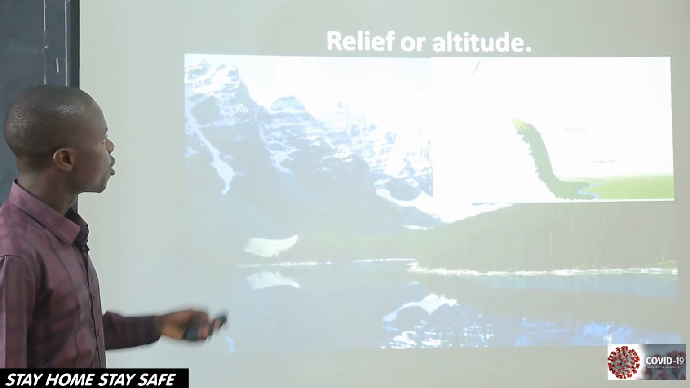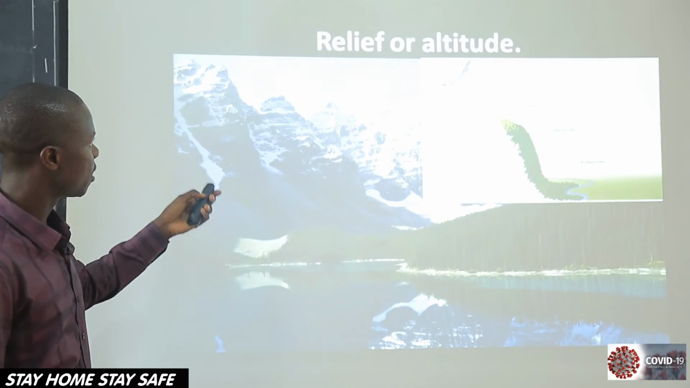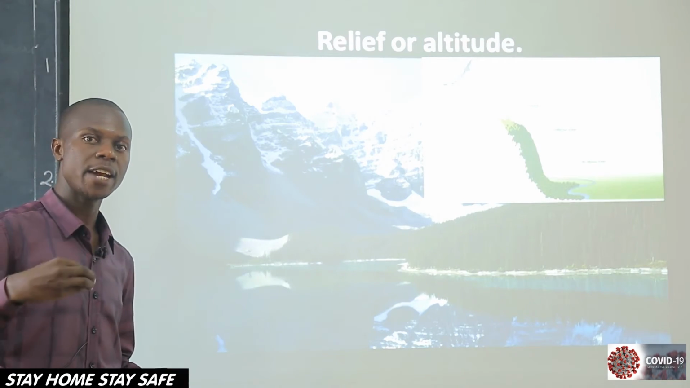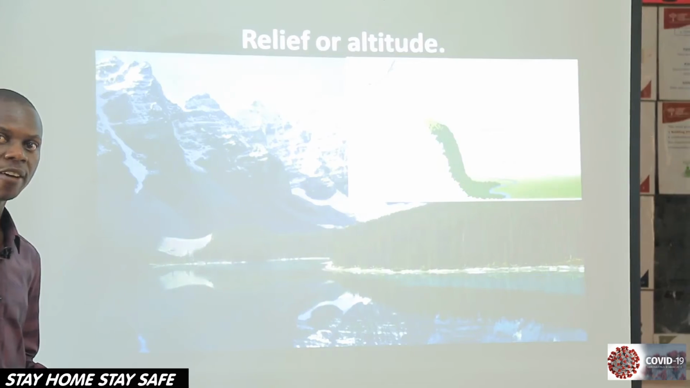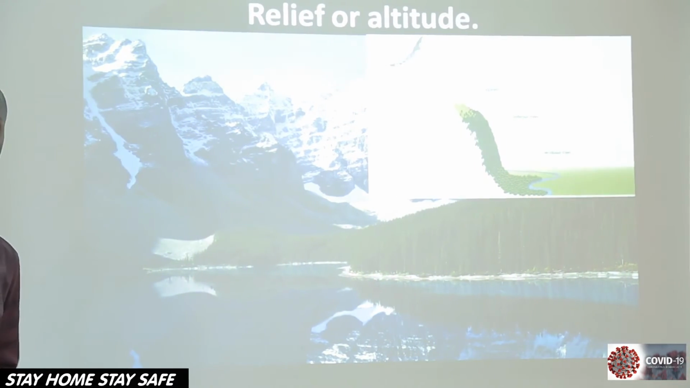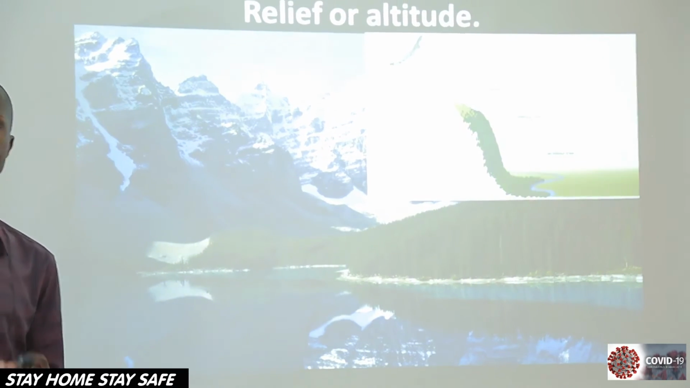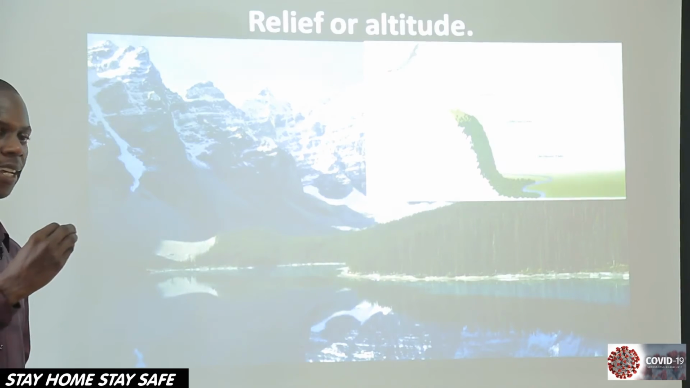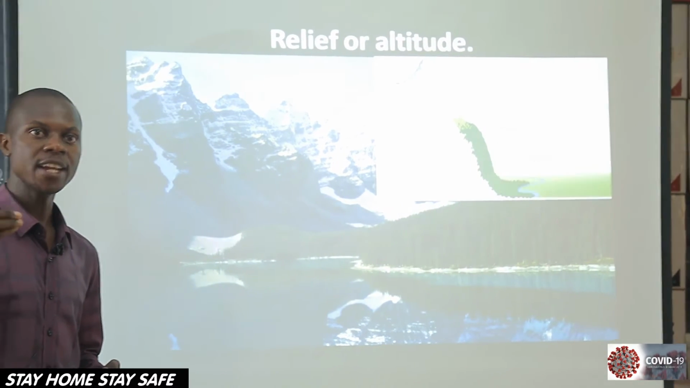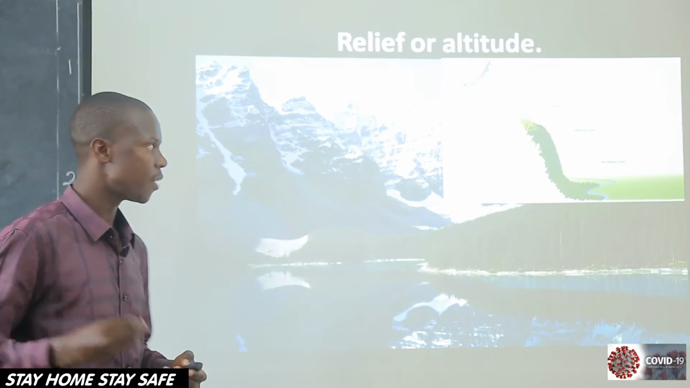We also talked about relief. This can also mean altitude, okay? Relief is the general appearance of land. How does land appear in your area? Is it mountainous? Is it in the form of a plateau? Does it have hills? So basing on the relief that you have in your area, this also determines the vegetation that is meant to grow there, okay?